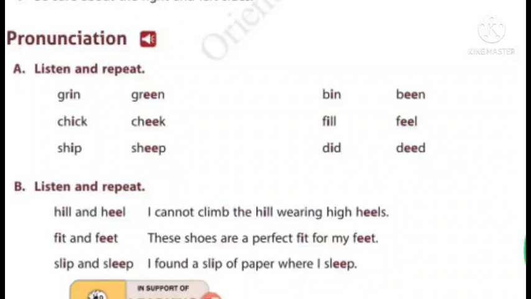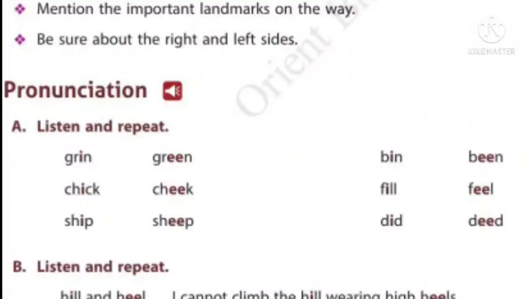I have also attached the pronunciation section. There also you have an audio. Listen to the audio and practice it along with the audio. Say it along with the audio. For example, say it along with me. Grin, green, chick, cheek, ship, sheep. So in the first set, grin, chick, ship, there you have short E. Whereas in green, cheek and sheep, there you have long E. That is the difference. So practice it along with the audio.